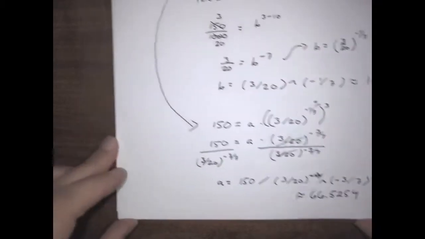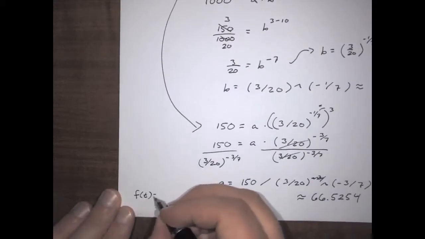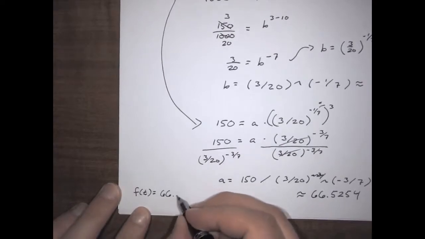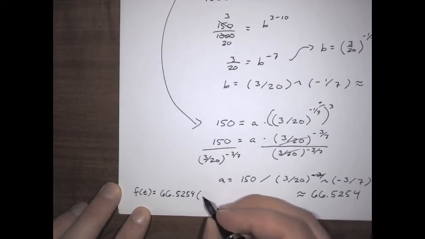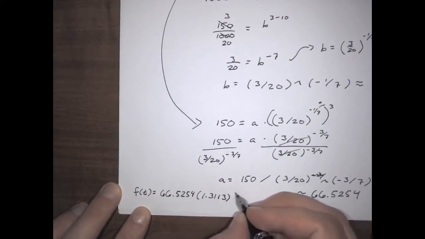And so that gives me our f of t is equal to 66.5254 times 1.3113 to the t.